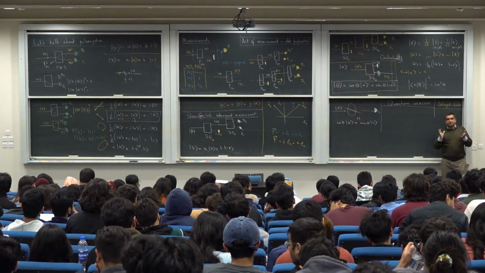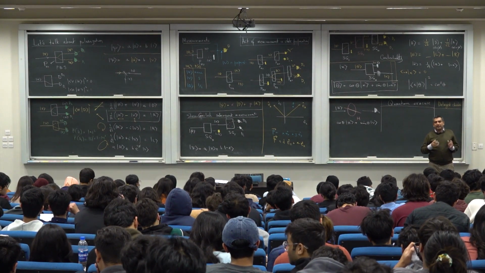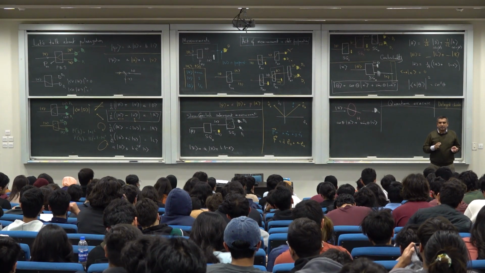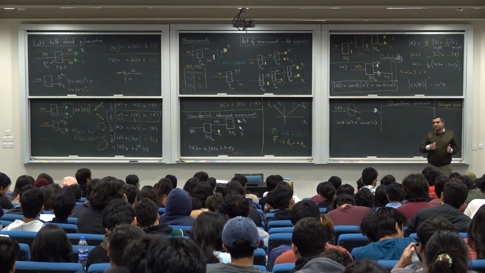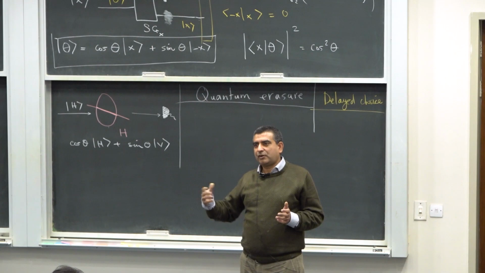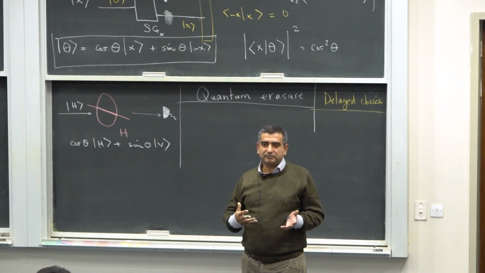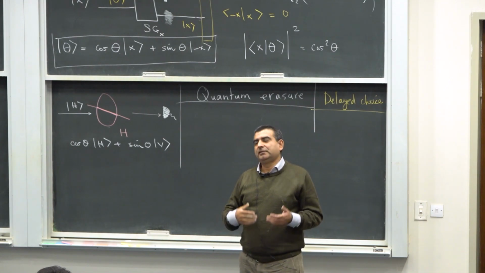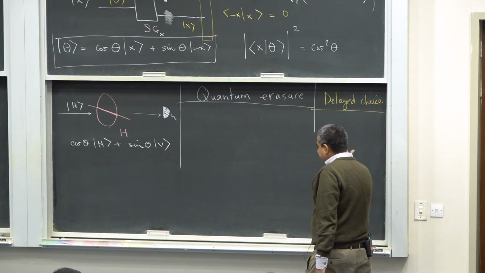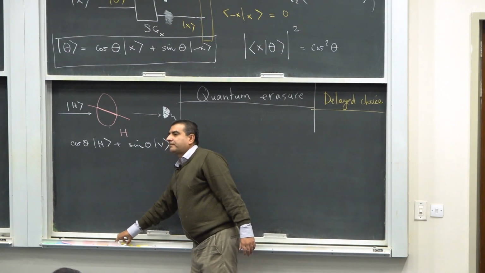So delayed choice, the gist of it is, if I were to use popular language, you can change the facts of the past. What happened in the past can be altered. Now what does that mean? Let's try to get into this.